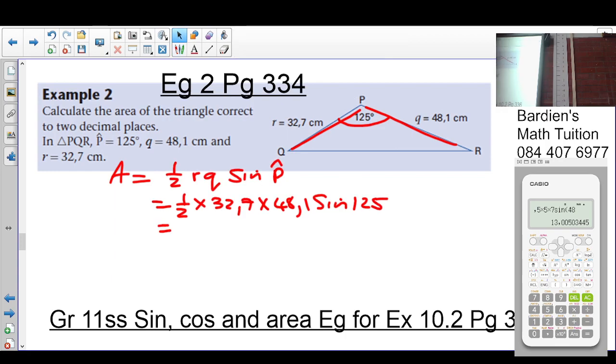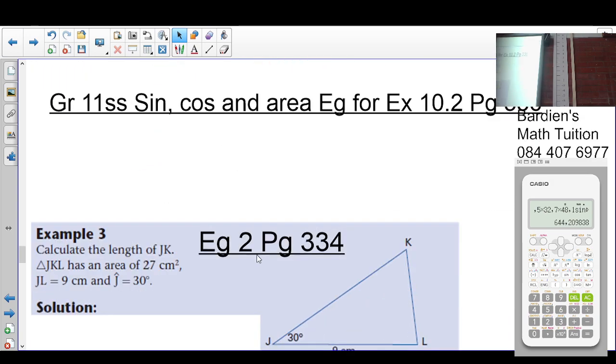Alright, so let's do this. Half times 32.7 times 48.1 sine 125 gives you 644.21 centimeters squared. Okay. Is there any confusion here? Let's look at example 3.